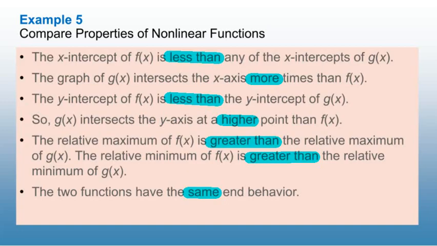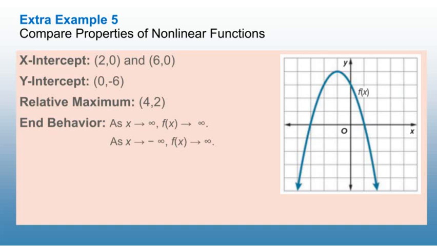So some statements: the x-intercept of f of x is less than any of the x-intercepts of g of x. The graph of g of x intersects the x-axis more times than f of x. That's a statement you can make. The y-intercept of f of x is less than the y-intercept of g of x. G of x intersects the y-axis at a higher point than f of x. We did the comparison of the relative max and min, and the two functions have the same end behavior, as we stated before.